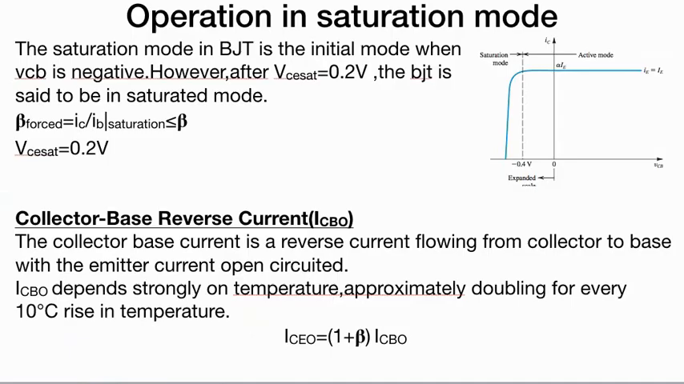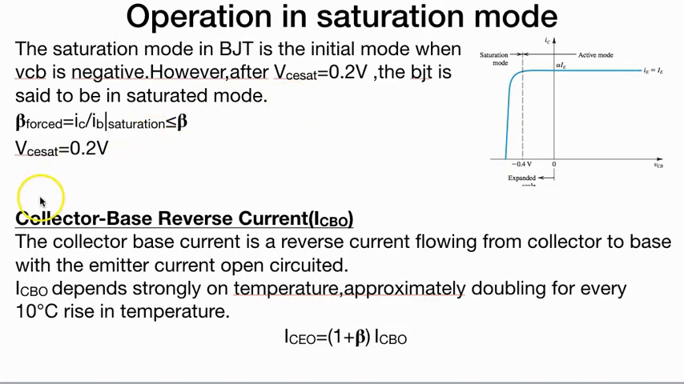Operation in saturation mode. In saturation mode, a BJT has VCE equal to 0.2 volts and IC is less than IC sat. These two equations help one in determining the current and other parameters in saturation mode.